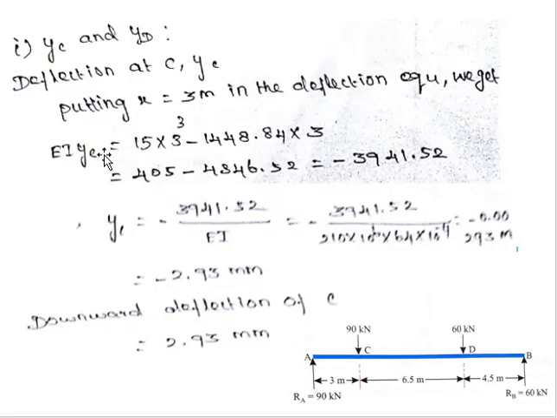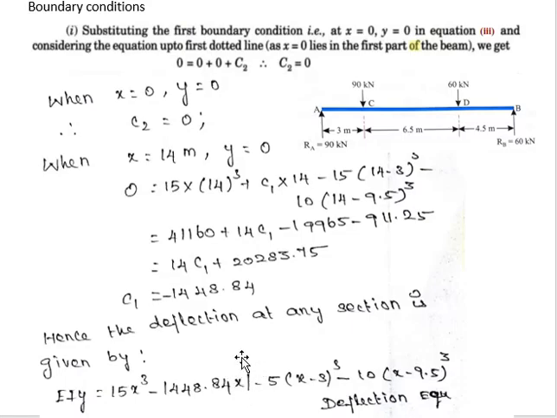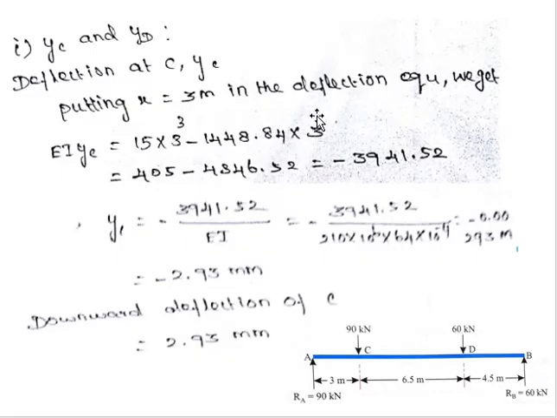So we substitute the x value up to the first dotted line. We take up to the first dotted line only. Finally, we get the deflection at the C point, yC equal to, by solving the equation, minus 2.93 mm. So if the answer comes in negative, it means it is a downward deflection. Finally, you write the answer: downward deflection at point C equals 2.93 mm.